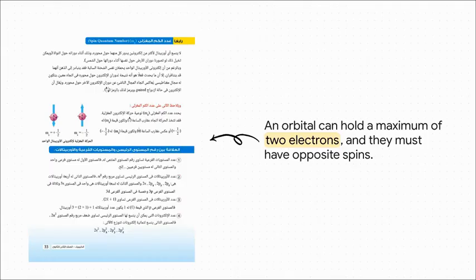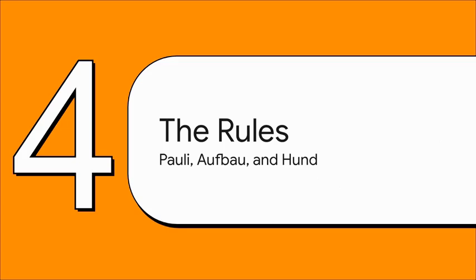And this leads to a really crucial rule. Any single orbital, any one of those specific street addresses we've defined, can hold a maximum of 2 electrons, no more. And if it does hold 2, they absolutely must have opposite spins. One has to be spin up, and the other has to be spin down. No exceptions. So, we've got our 4-part address system.